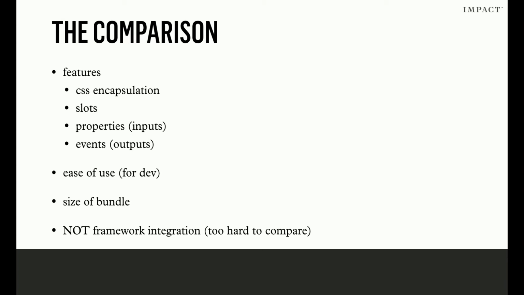So the comparison that I've done here is we're looking at the basic features. So we're looking at how we work with styles and CSS encapsulation. Does the slot work out of the box? Can we do properties and events for inputs and outputs? Those are the names we use in Angular, but you get the idea even if you don't know Angular. And we're going to look at how easy this is to use. How does it feel? Does it feel like a sweet thing? How simple is it? And then we're going to look at the size of the bundle that we're getting out of the framework.